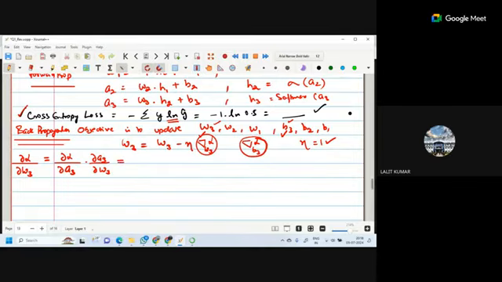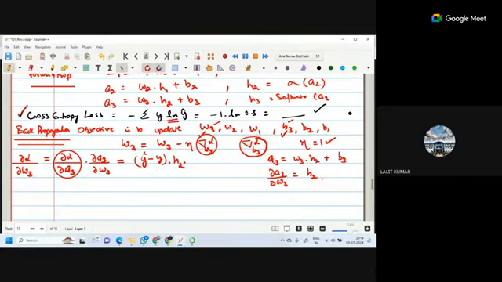Now, dL by dA3 for a softmax function with a cross entropy loss, remember this, it will be y hat minus y. And for dA3 by dW3, this partial derivative, we know A3 is equal to W3 into H2 plus B3. So the partial of A3 with respect to W3 will become H2. So this becomes H2.